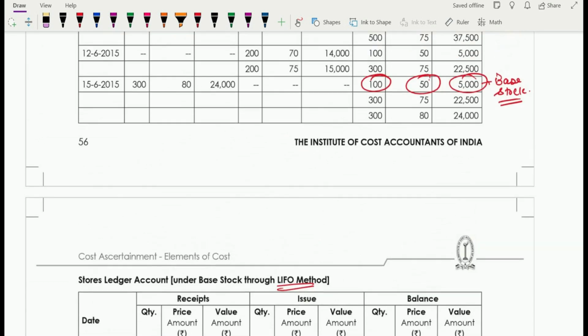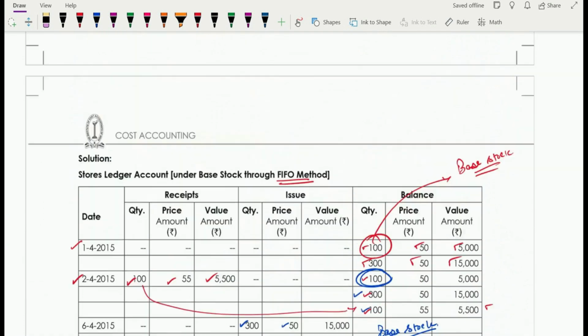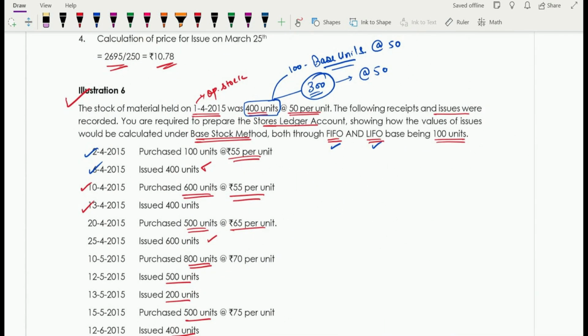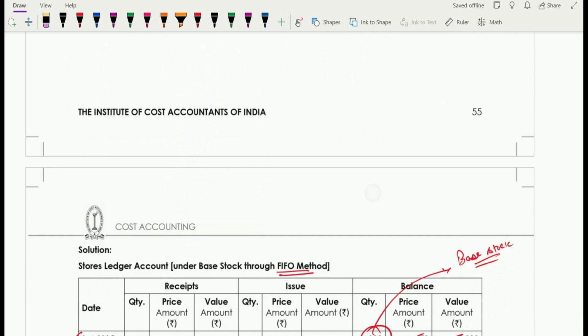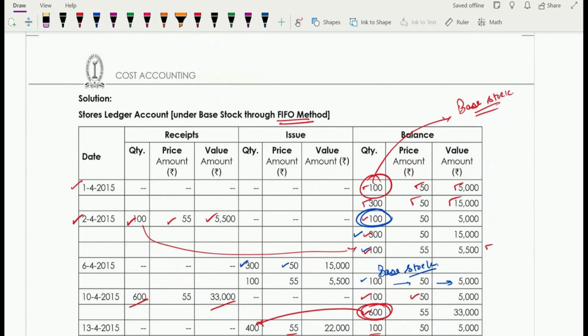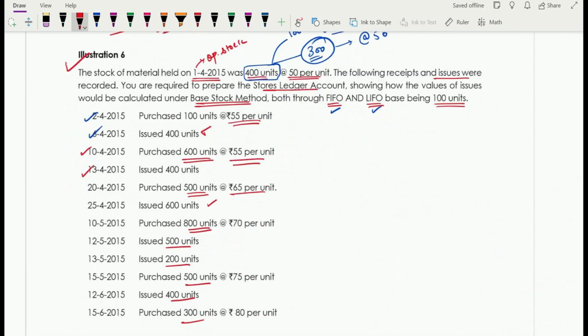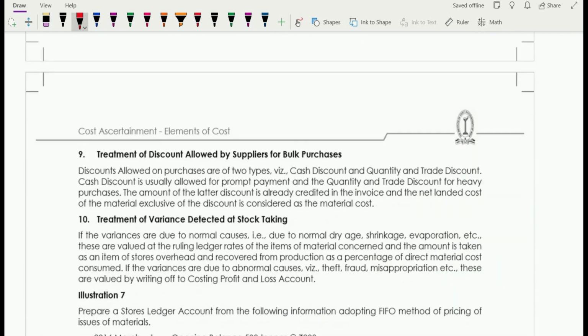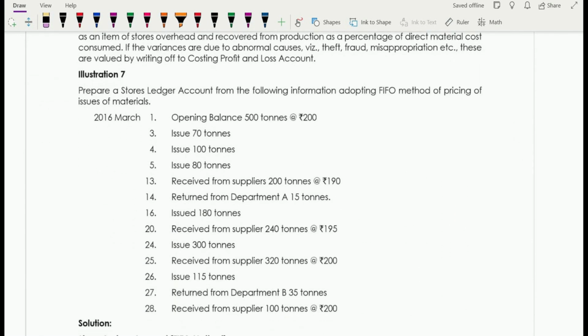That is why it is called the base stock method. If the base stock method is not given, then you can simply utilize those 100 units also. Then there is no need for bifurcation in the opening stock. You will directly write 400 units at 50, 20,000. As simple as that. So we are done with illustration number 6 also. We'll continue in the next lecture from illustration number 7.